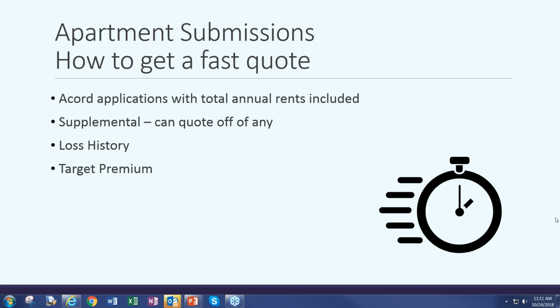If they have prior coverage, loss history is always helpful, especially if they've had losses. If they've had losses, what I need to know about them is what happened to cause the loss, what steps were taken to remediate the loss and to help prevent future losses of the same instance from occurring again, and then if the loss is open or closed.